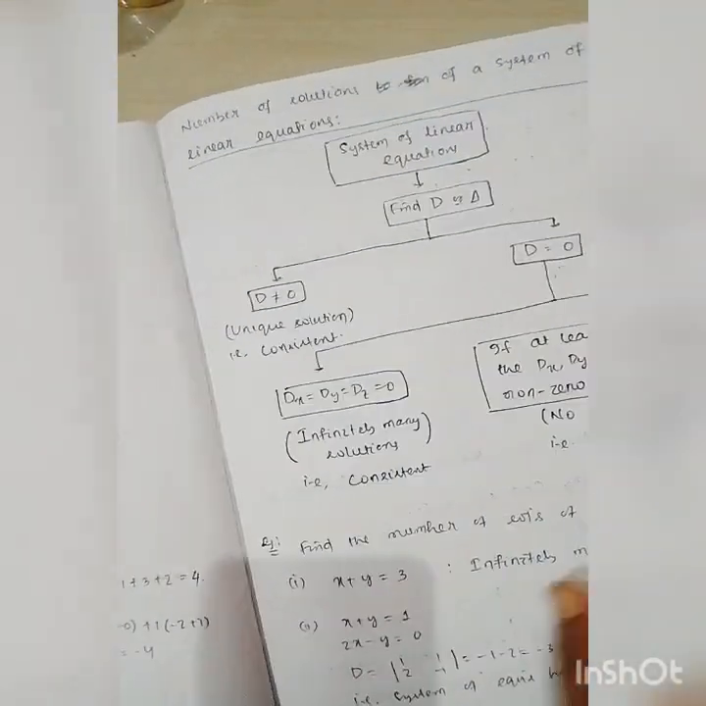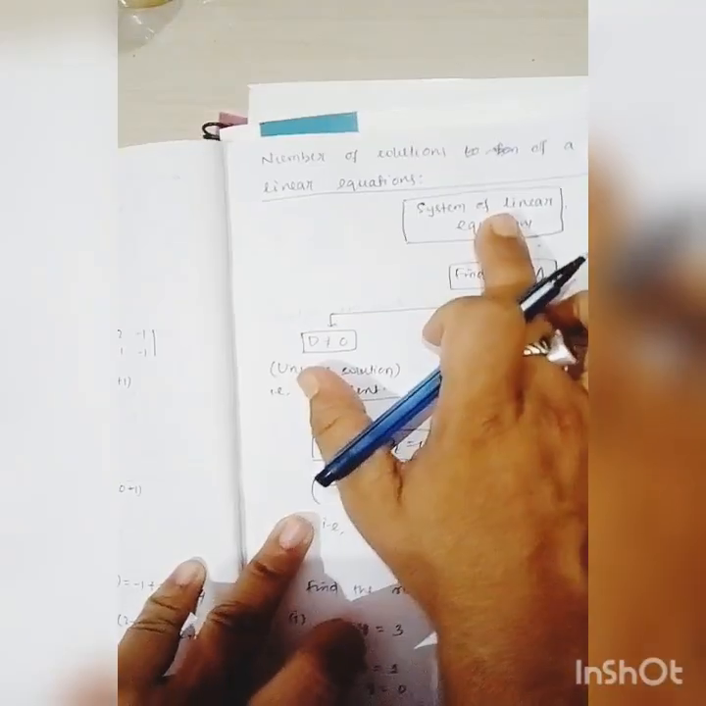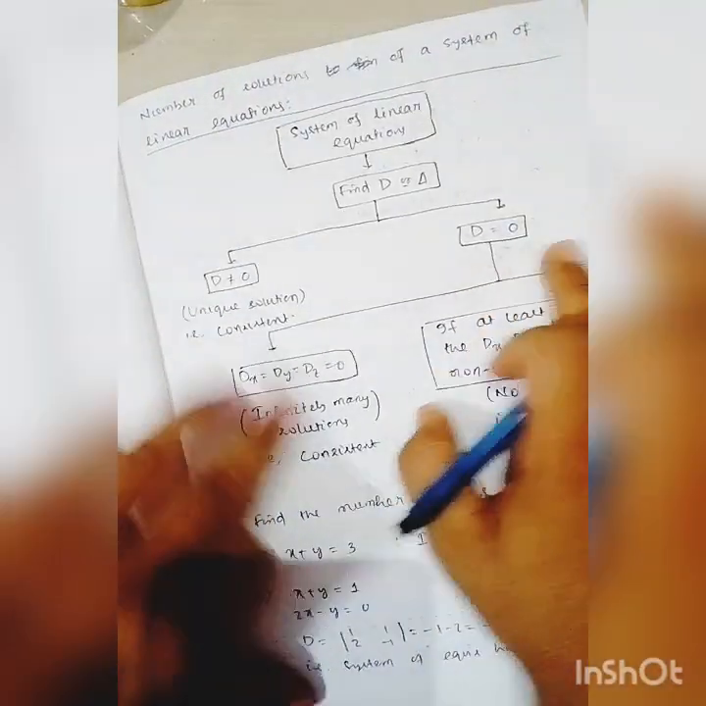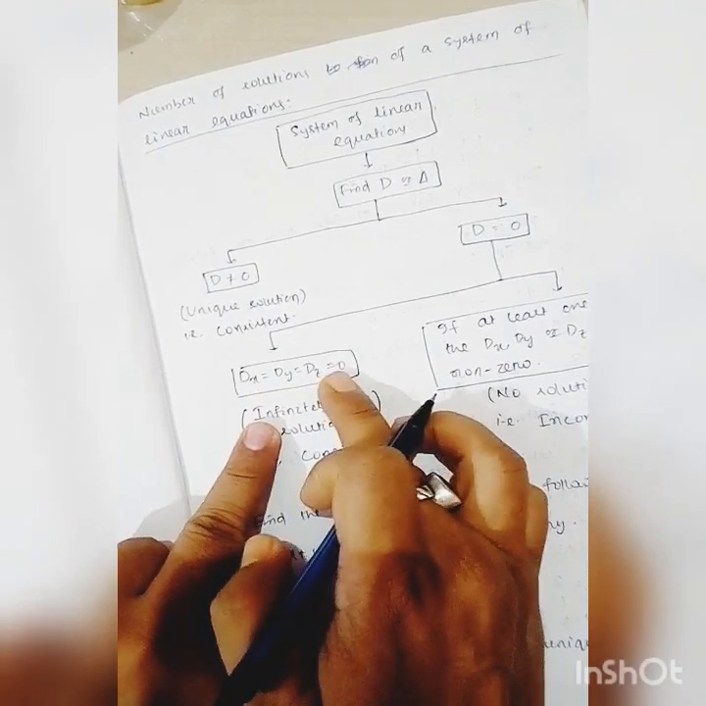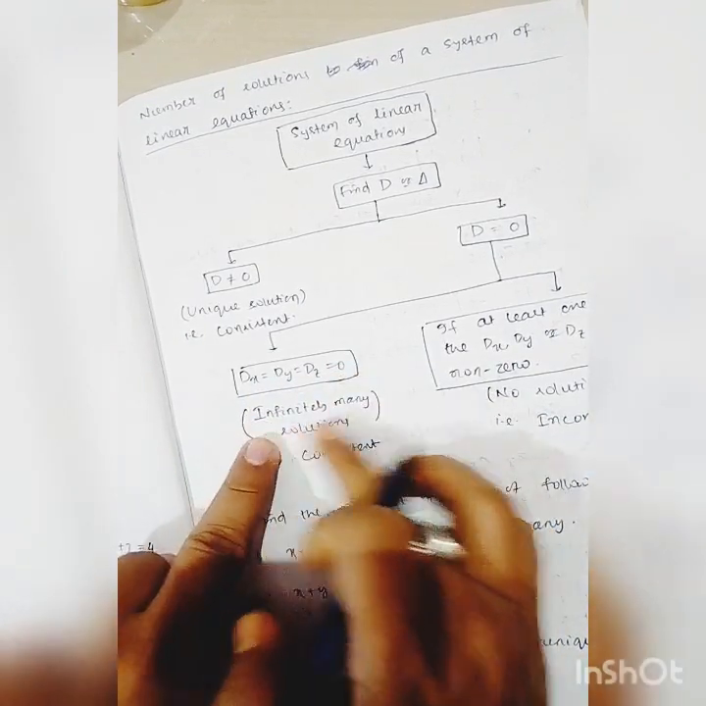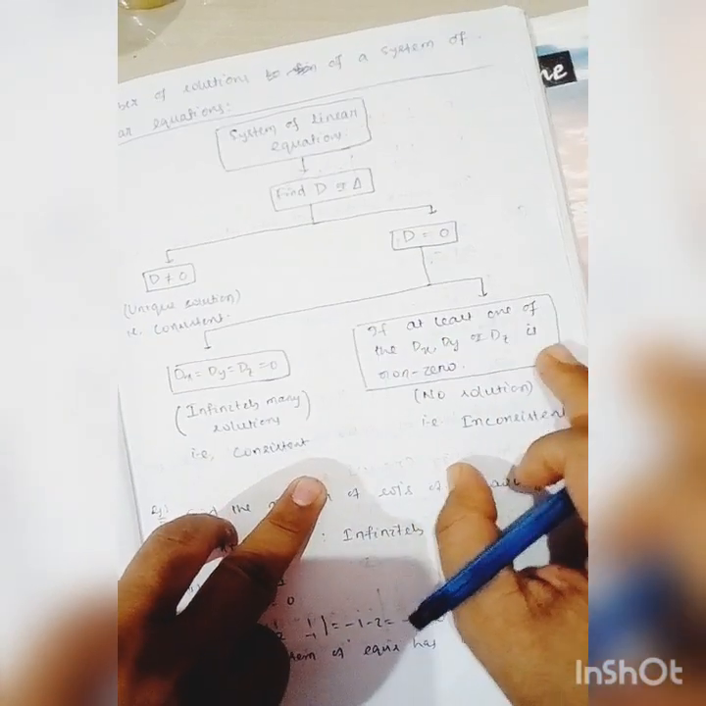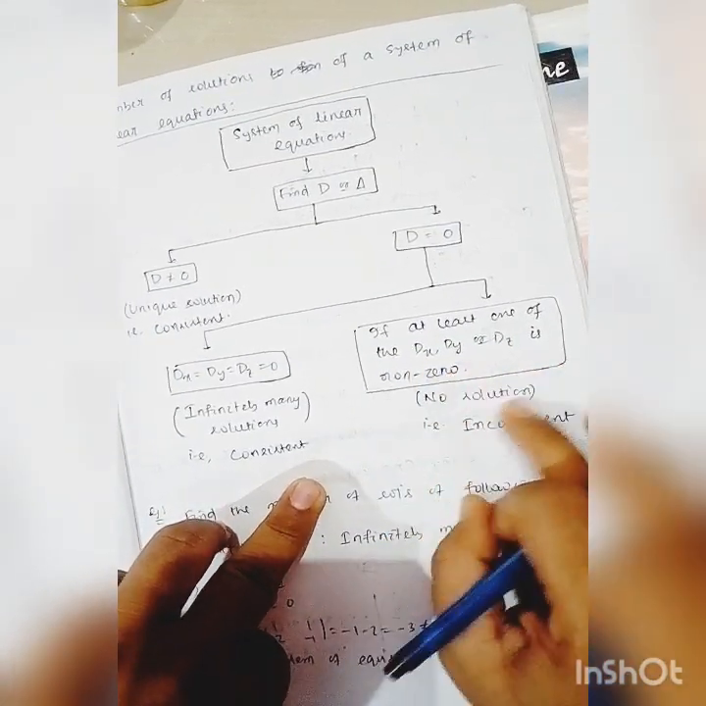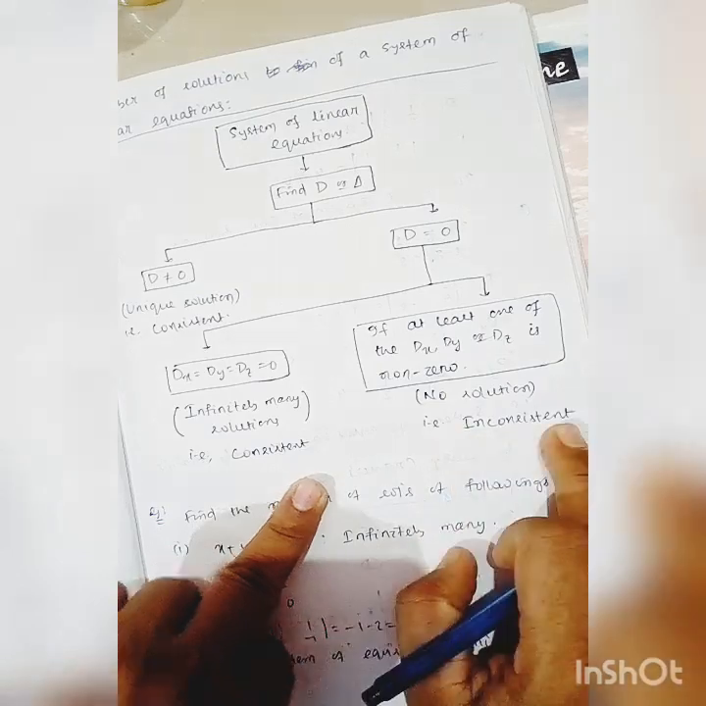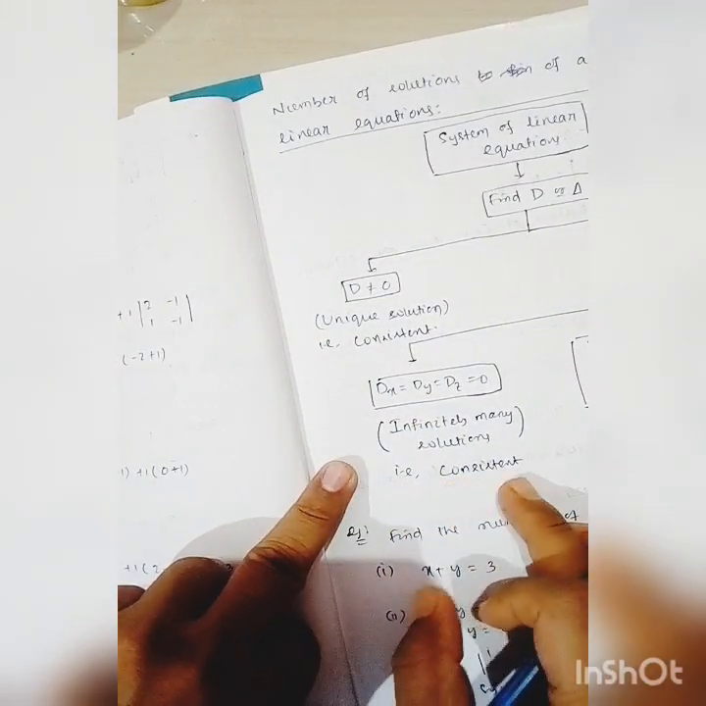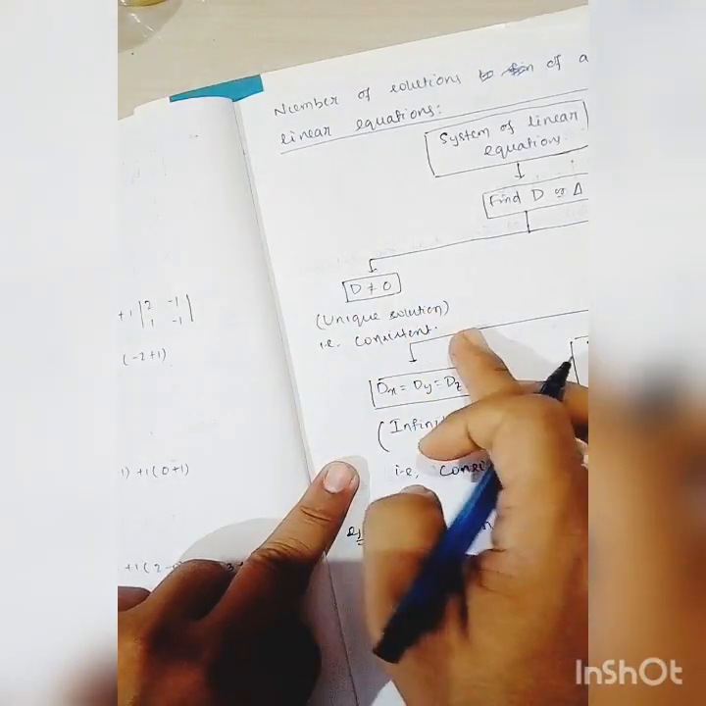Let us go through the algorithm. A system of linear equations is given; find D or del. If D is not equal to 0, unique solution. If D equals 0, we have to find Dx, Dy, Dz. If all are 0, then it has infinitely many solutions. If at least one of Dx, Dy, Dz is non-zero, then it has no solution. No solution means inconsistent; infinitely many solutions means consistent; having a unique solution is also consistent.